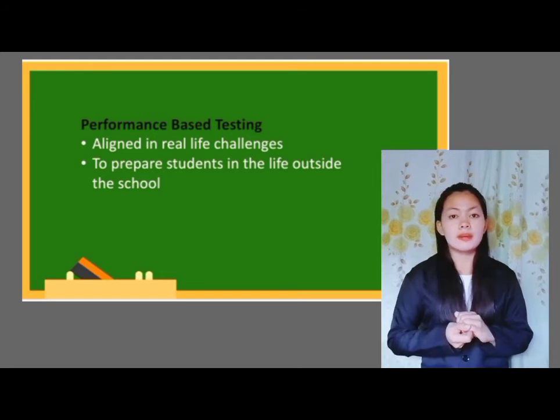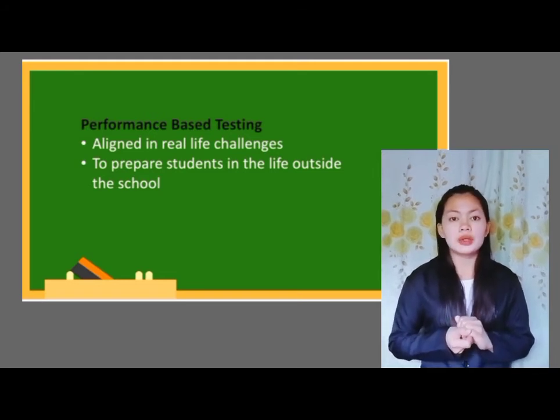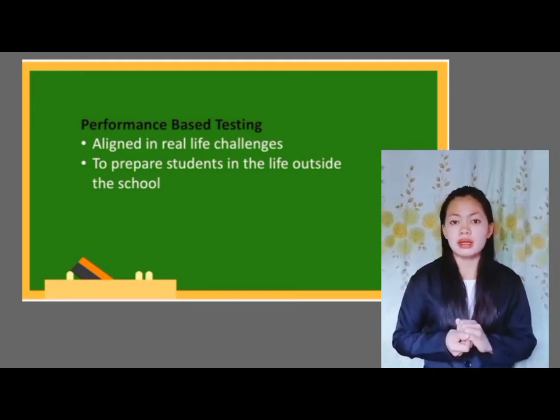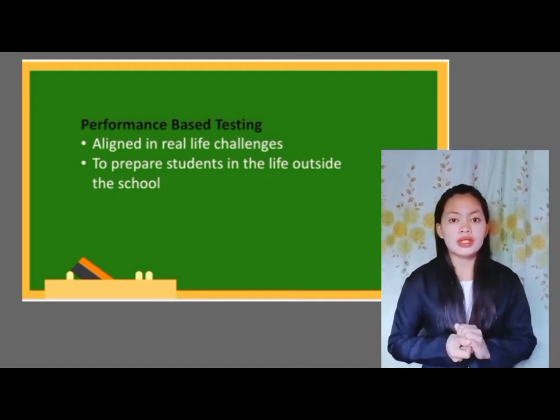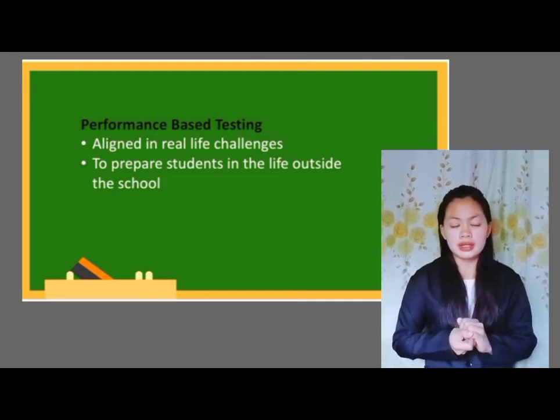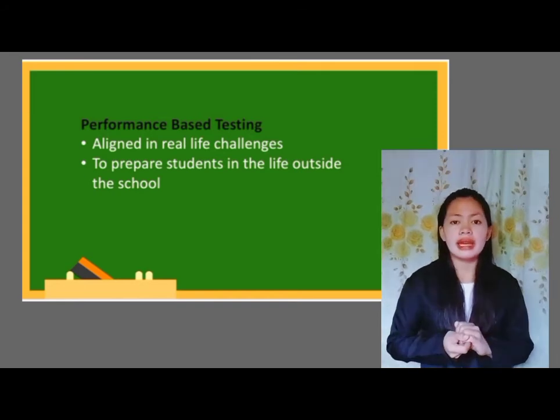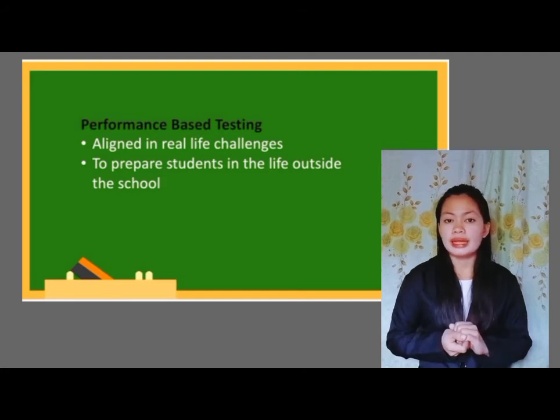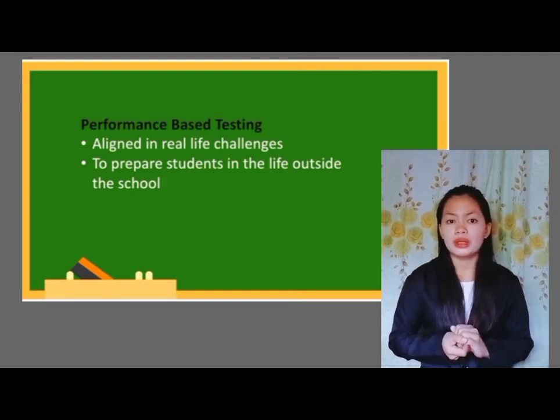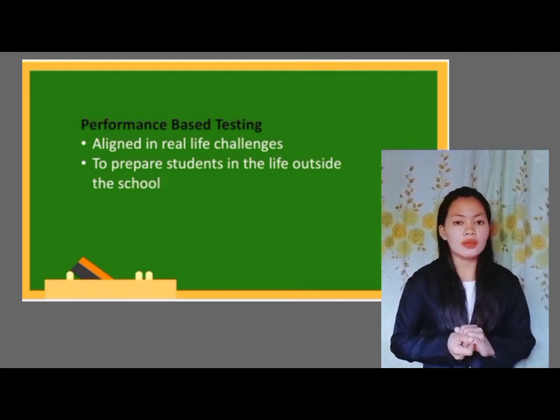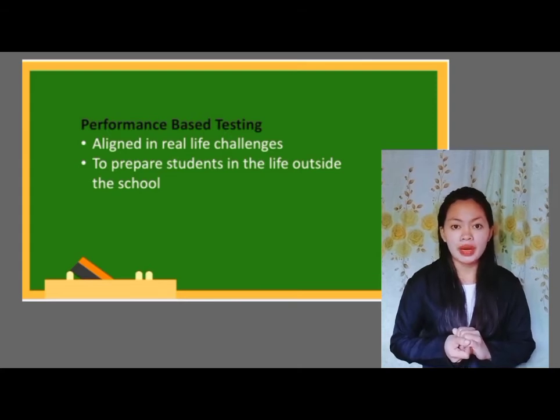A performance-based test, in simple terms, is a student learning test and assessment that is aligned with real-life scenarios or challenges. The potential reason why performance-based testing is very important in an ESP course, or in school in general, is that it prepares students for life outside the school.